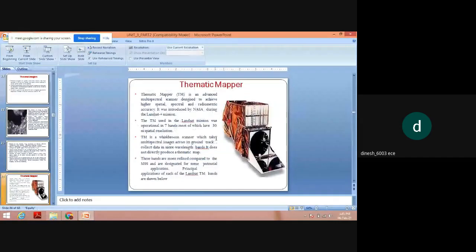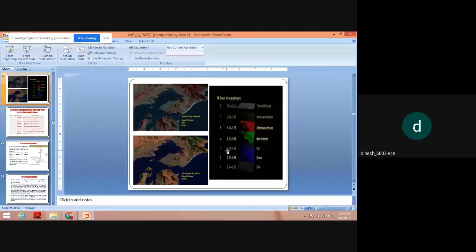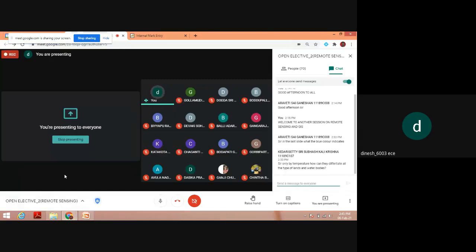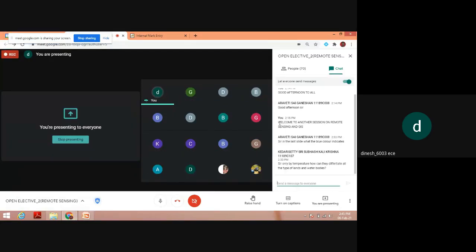So this principle is being used in your thematic mappers with the help of this spectrum. You can see the spectrum. The wavelength of 0.76 to 0.90 micrometers will be used for biomass surveying and water body delineation. So depending upon the spectral response curves or spectral reflectance curves, we will be able to differentiate land and water bodies.